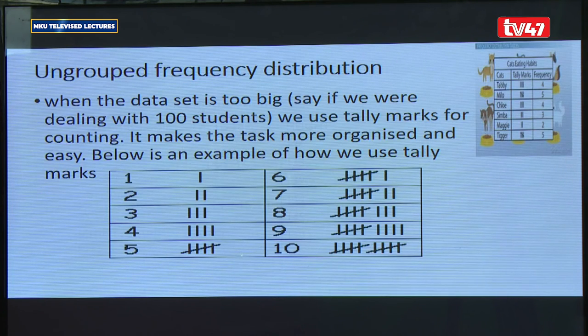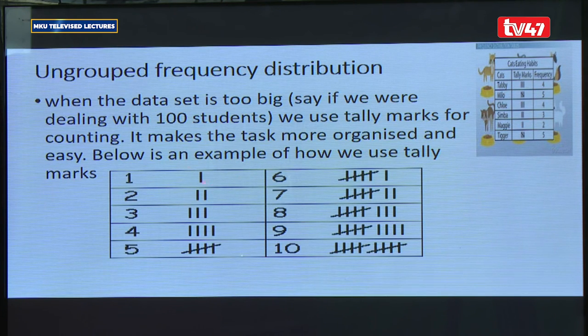And then we have the ungrouped frequencies. You can see the ungrouped frequencies with large sets of data. Where we have large sets of data, we are able to use the studies. This is for about 100 students, and you can see the data for 100 students can be fitted in these small tables because we are able to use the studies for ungrouped frequencies.